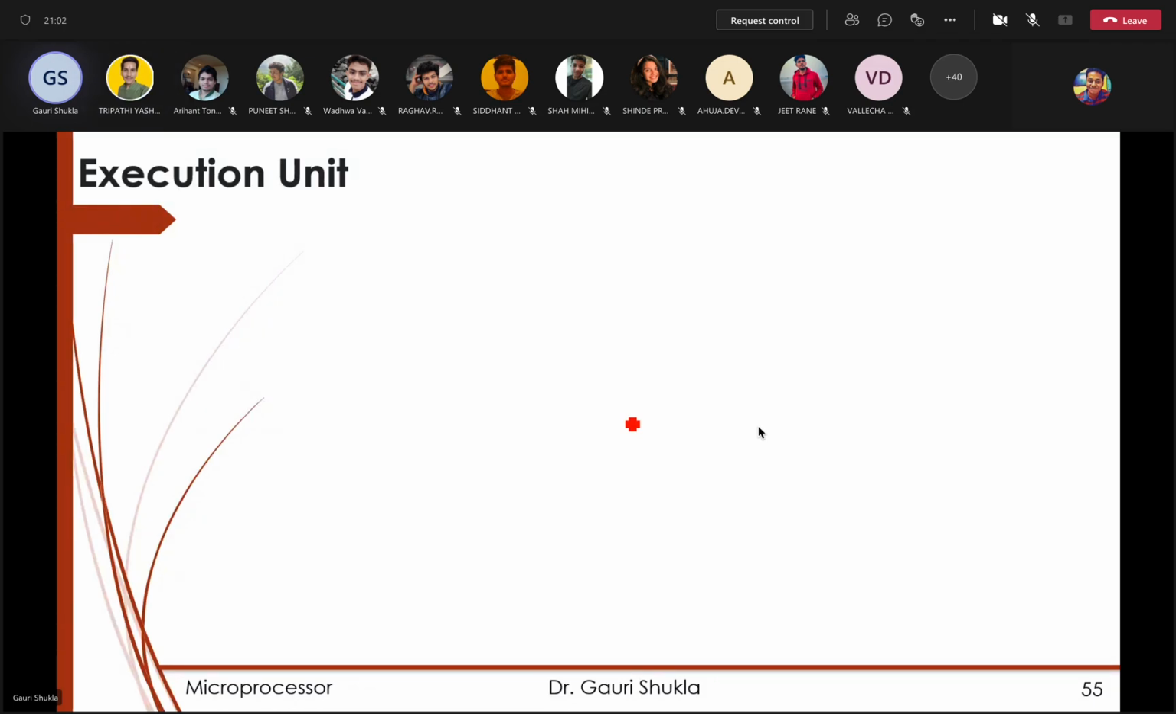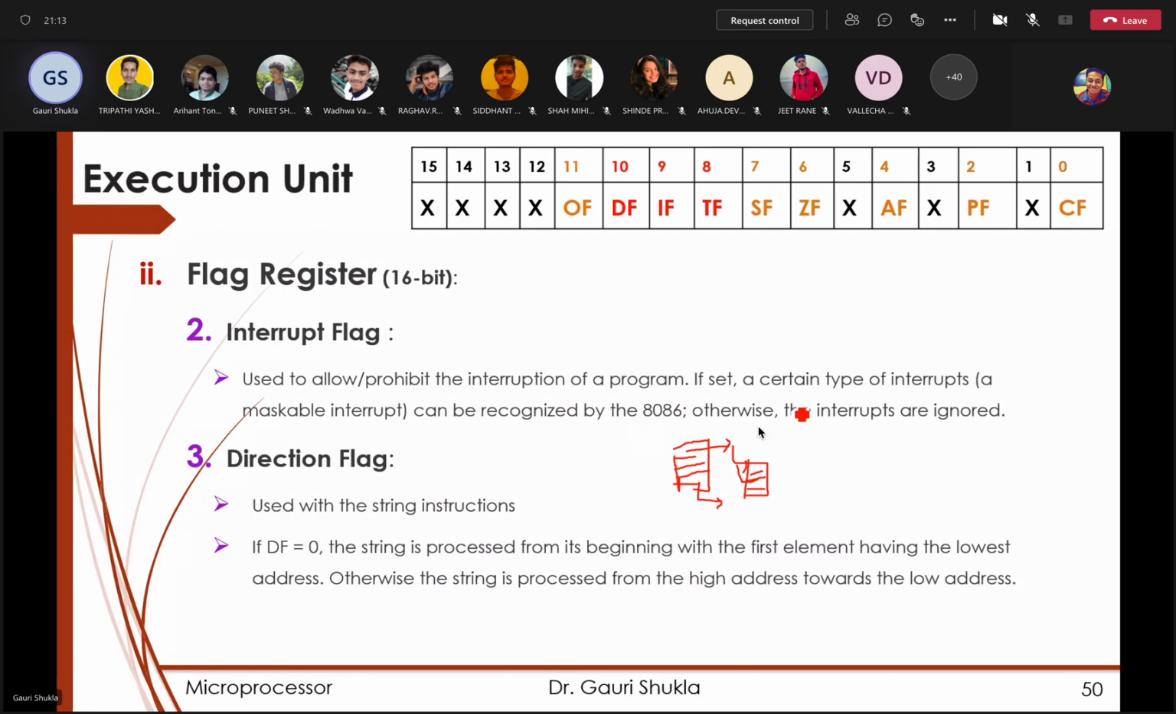Yes, suppose you have been given 10 numbers, 1 to 10, and I ask you to copy them. You start with number 1. Let's say each memory location has one number. Let's say I am writing only 5 for now. So if DF is 0, it will first copy 1, then 2, then 3, then 4, then 5, right? But if DF is 1, what will happen? It will start with this number or this memory location. Got my point? And then go opposite. Then it will get decremented. Our IP will get decremented.